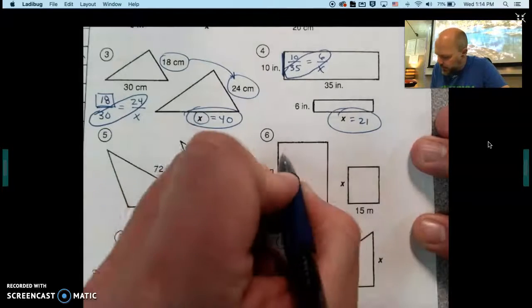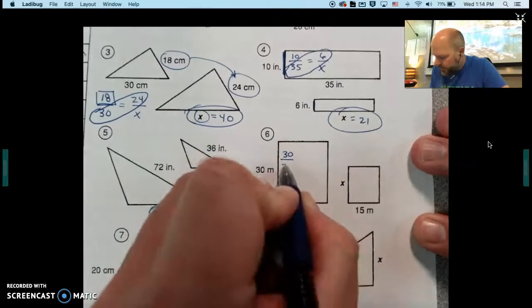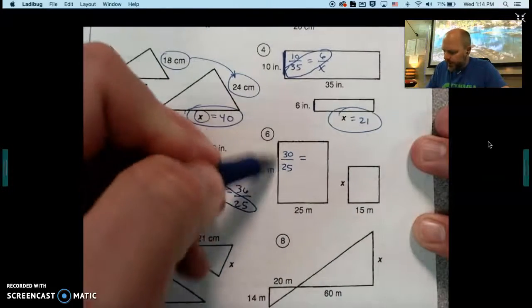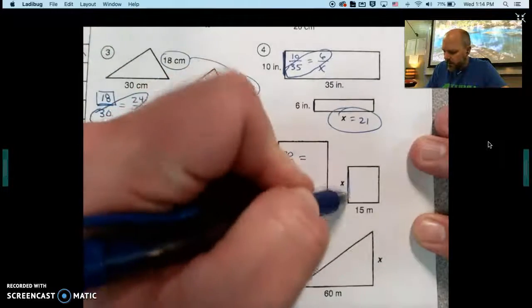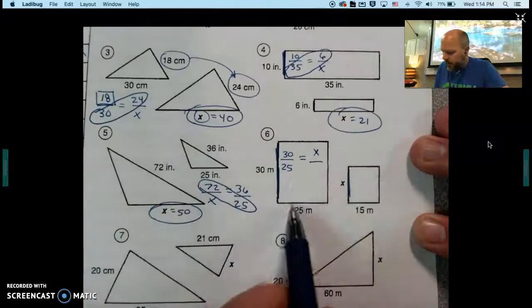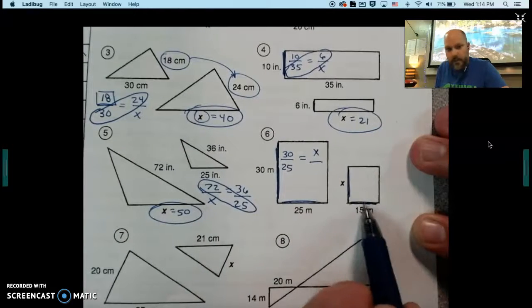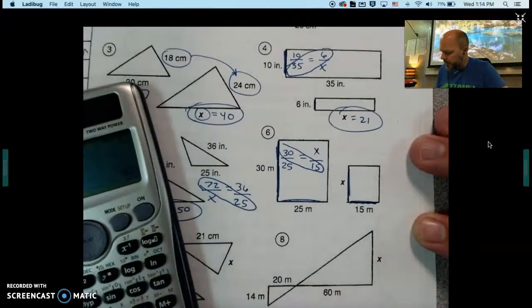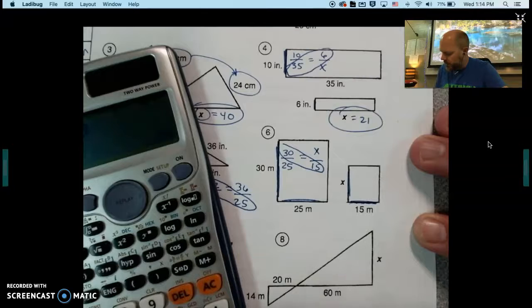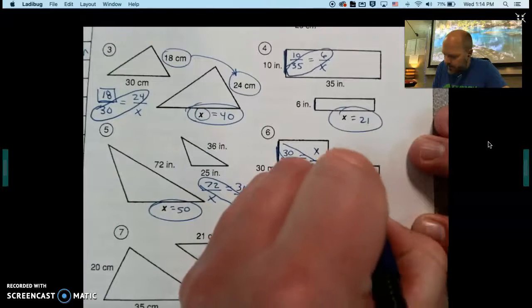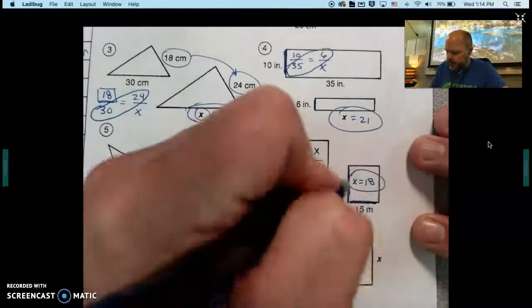30 and 25 go together, so I'm going to put those in a proportion like this. Equals, I put 30 on top, and that's this side right here, so the corresponding side is right there with the x, so I'm going to put the x on top. 25 is the bottom length, so I'm going to use this corresponding bottom length 15 and put that on the bottom. I'm going to cross multiply the numbers that are diagonal from each other, so 30 times 15 is 450, and then I'm going to divide that by 25. That equals 18. So this x here is 18. This side length there is 18.